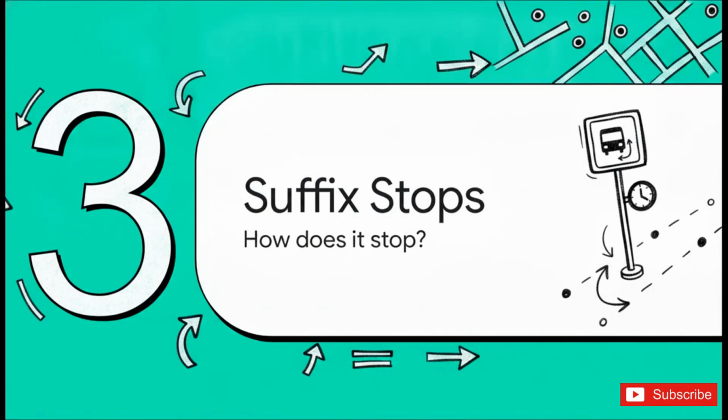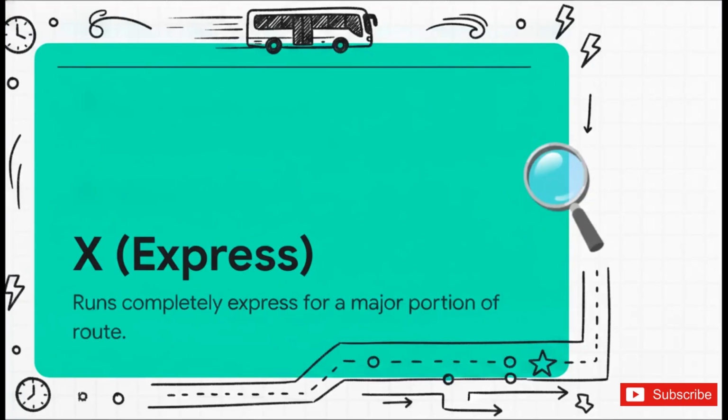All right, Section 3, suffixes or stopping patterns. Suffixes are the letters tagged at the very end of the route number, and they dictate exactly how that bus picks up or drops off passengers. The absolute biggest one you'll want to look out for, especially when you're in a hurry, is the X. Seeing an X at the end of a bus number means you are in for a seriously fast ride. It stands for Express, meaning the bus is going to run completely express, bypassing minor stops for a major portion of its route just to save you time.